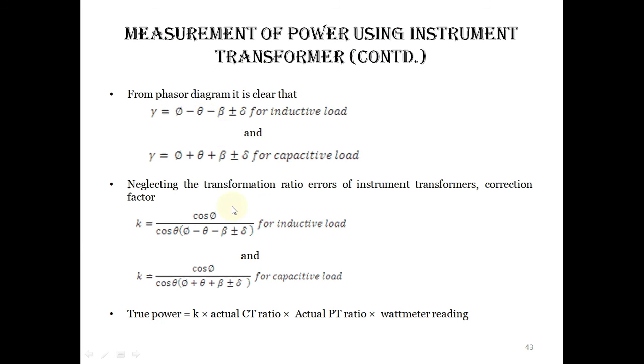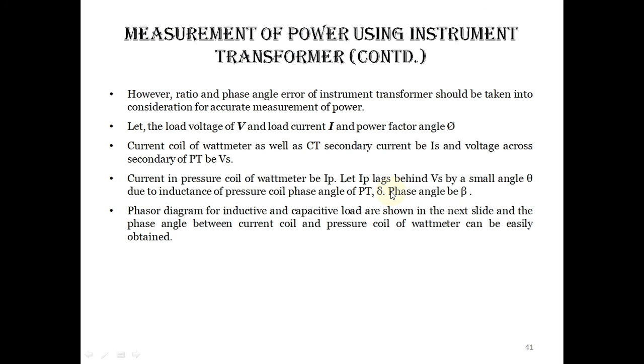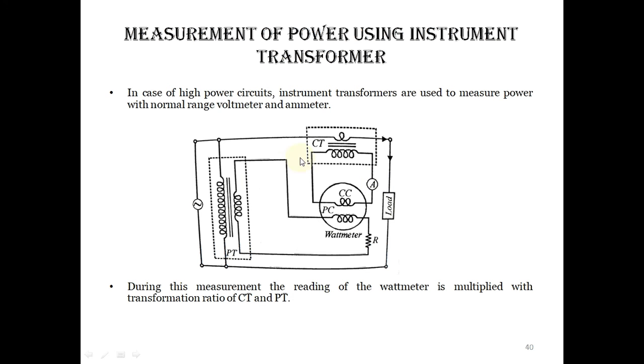From the phasor diagram, what is gamma? Gamma is the angle between IS and IP. IP is the wattmeter pressure coil current, and IS is the current corresponding to VS. What is VS? We have to go to the diagram. This is your VS, the secondary of the PT voltage, so the secondary of PT current is IS.